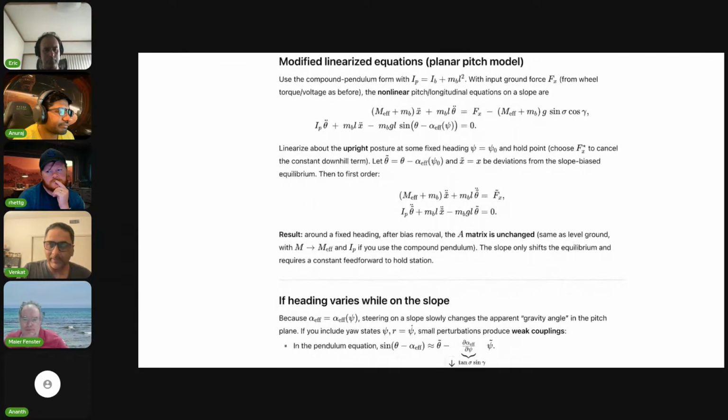But of course, as you might imagine, if you're standing on a slope, you have to put in a constant motor torque to just stay in place. But there's no extra torque required to keep the pendulum vertical. That's the basic idea here.